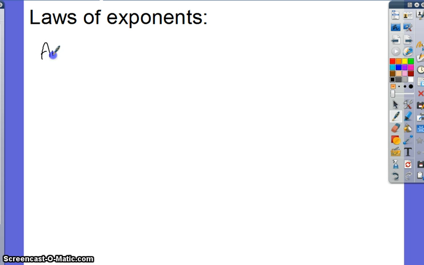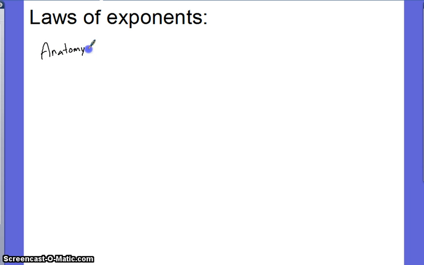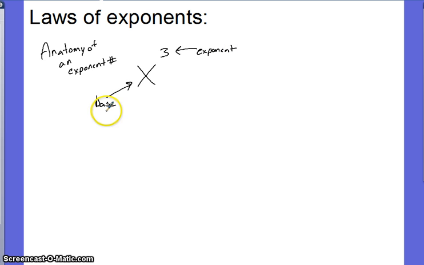And the anatomy of an exponent number is you have, say, x cubed. X here is your base, and this is your exponent. And it's hard to remember, but you need to remember that this is your base and this is your exponent. It's critical as we talk about these things.